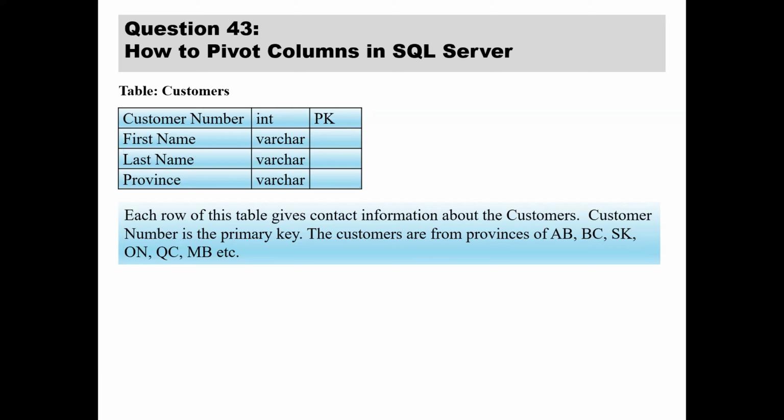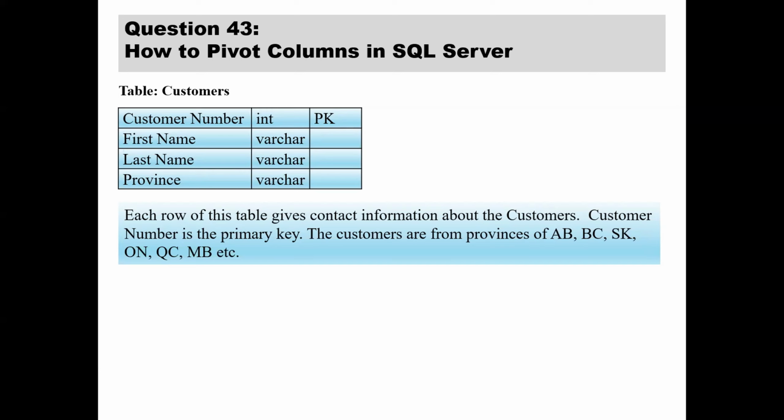In today's video, we're tackling question 43, how to pivot columns in SQL Server. Pivot columns are very important in SQL because they let you reshape data into a report-friendly format and bridge the gap between raw data and meaningful business insights. Pivot columns can make reports more readable, easier comparisons across categories, and reduce manual work in Excel.